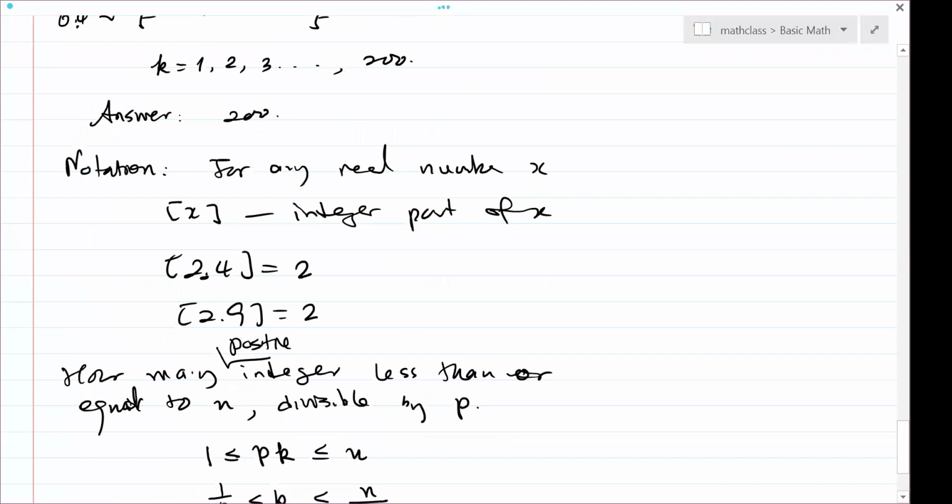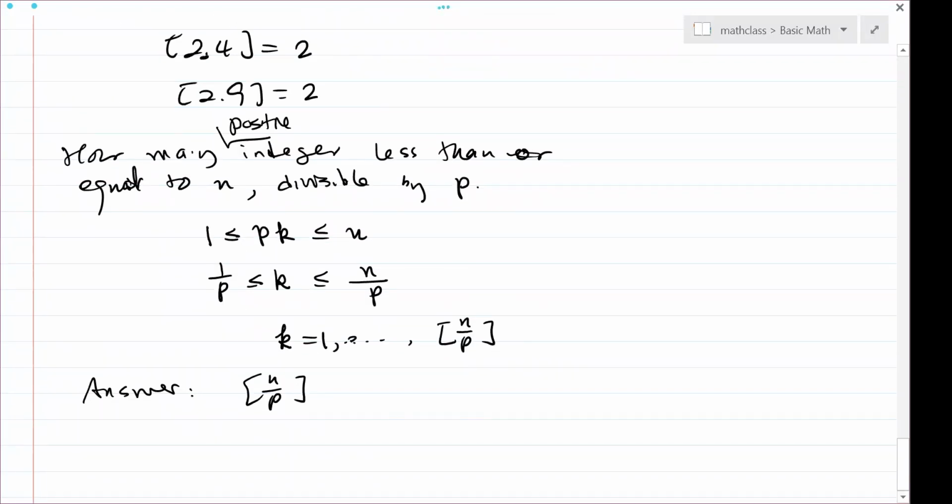If you don't get it with p and n, that's the more abstract way to do it. Same idea: n could be 1004 and p is 5. You want to divide by p, so that the integer can be written in the form p times some k. But that must be between 1 and n because it is a positive integer. So you solve this inequality: k is between 1 over p and n over p, including n over p.